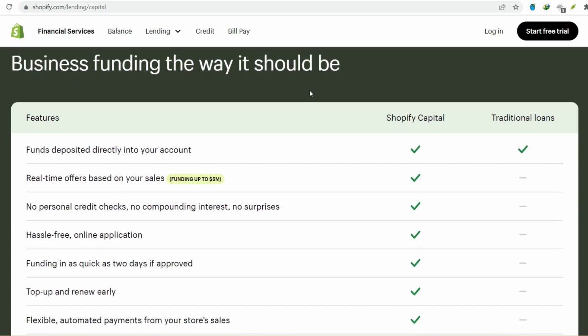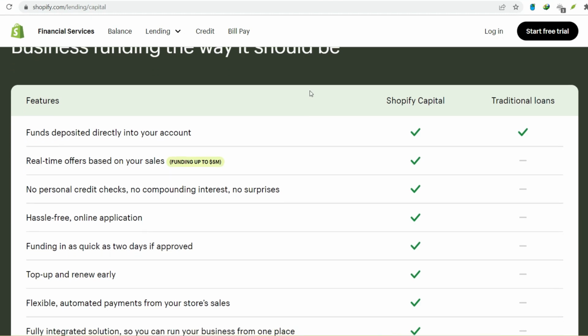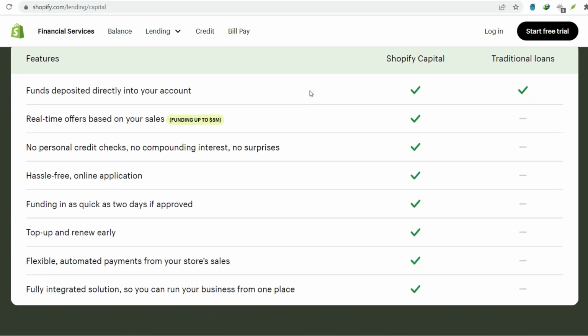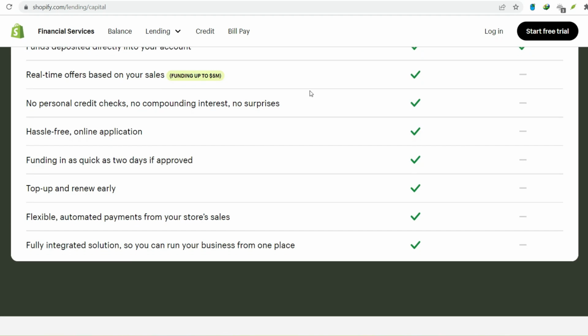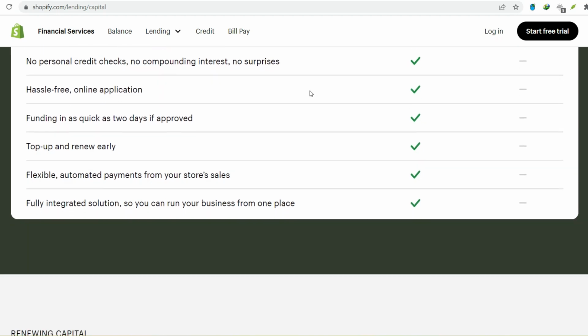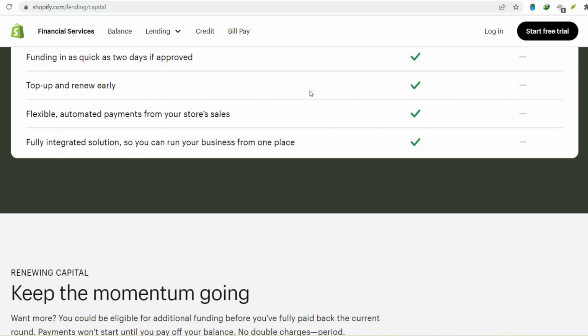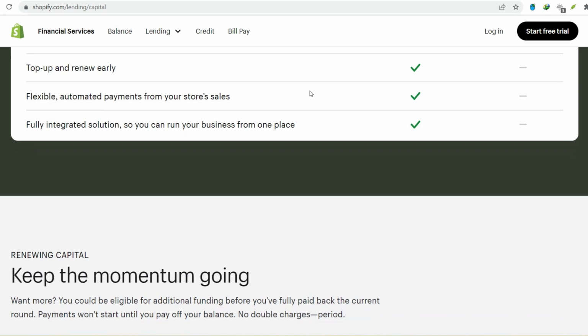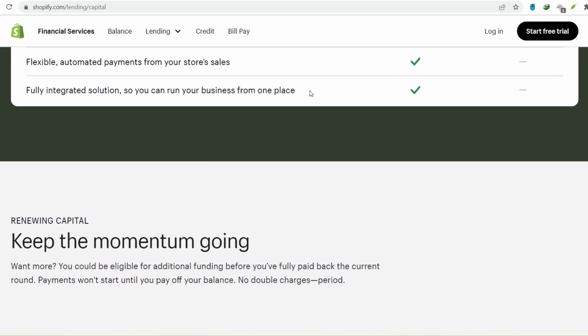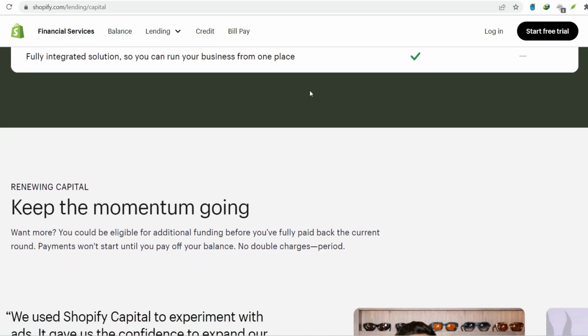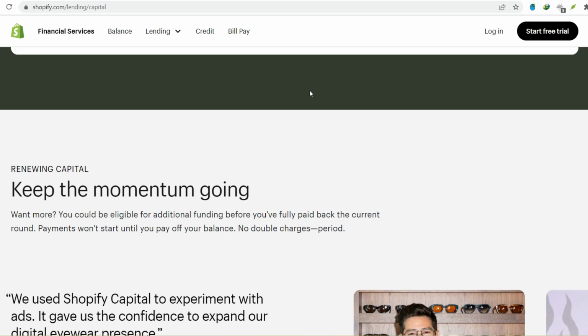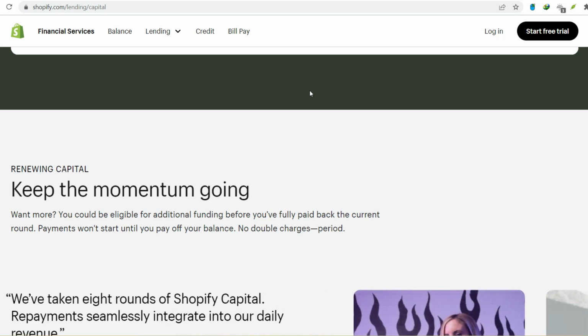How repayment works. Instead of fixed monthly payments, Shopify Capital automatically deducts a percentage of your daily sales until the total payment amount is repaid. This means on days you have high sales, you repay more. On days with lower sales, you repay less. If you have no sales, you don't repay anything that day. This offers flexibility that many traditional loans don't.